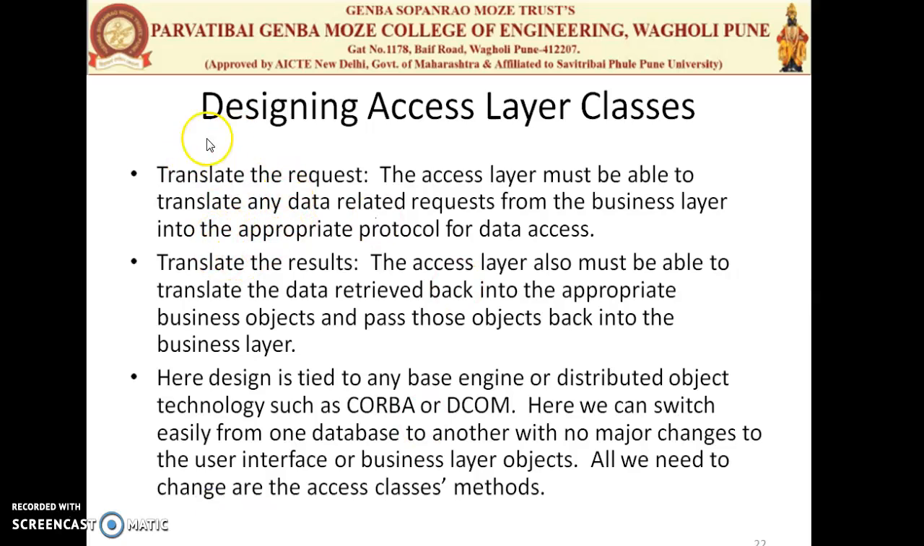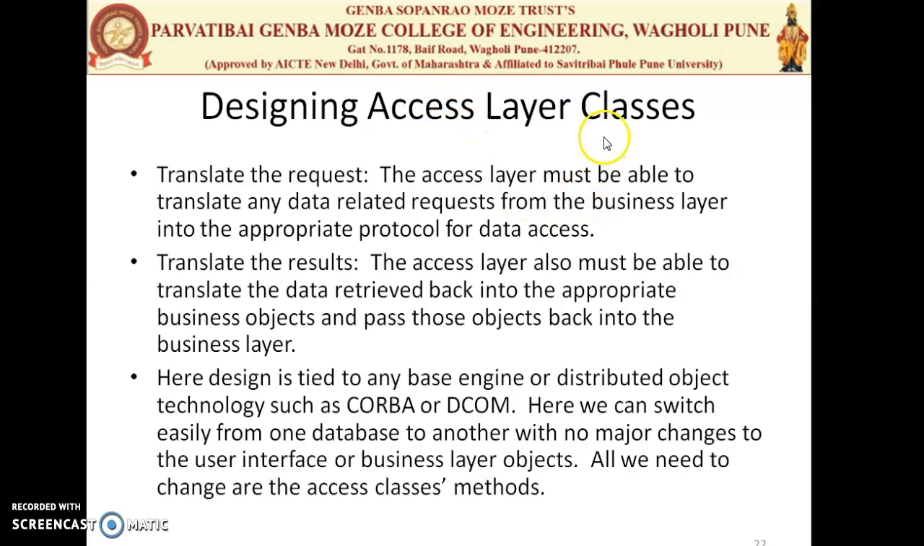So there are two main objectives behind designing the access layer classes. The first one is translate the request. That means the access layer must be able to translate any data request which comes from the business layer, which indirectly comes from the end user with the proper URL, or we can say the web browser, with the proper protocol for accessing particular data. So translate that request to the database layer, and translate the result. The results generated from the data layer need to be transmitted to the user. So two communication phases the access layer handles.